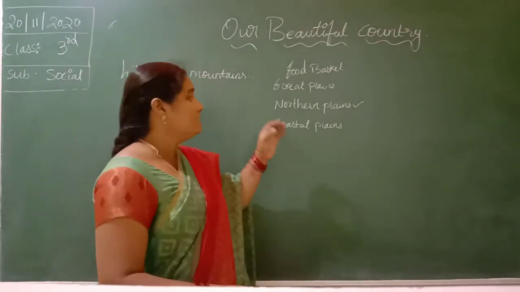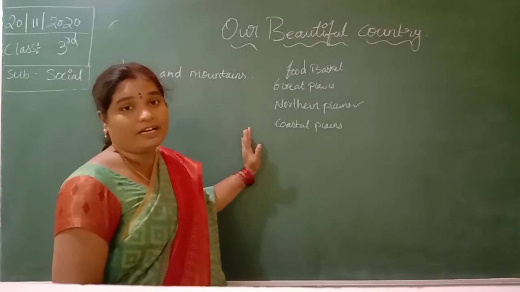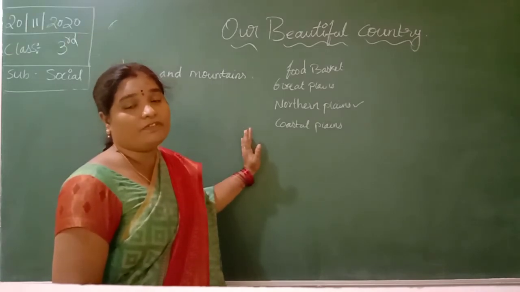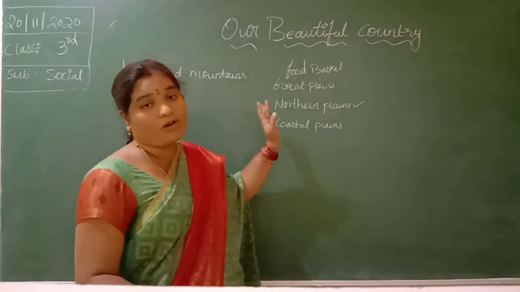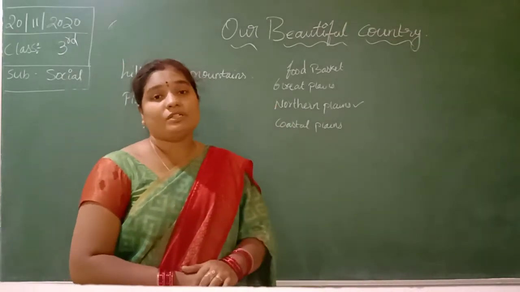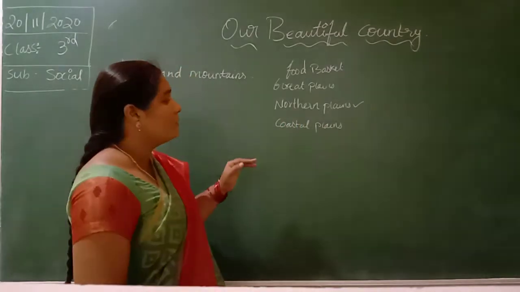Why? Because the northern plains have fertile soil, which is suitable for growing crops. So they are known as the Great Plains. All the main rivers flow into the plains. Next, the coastal plains.